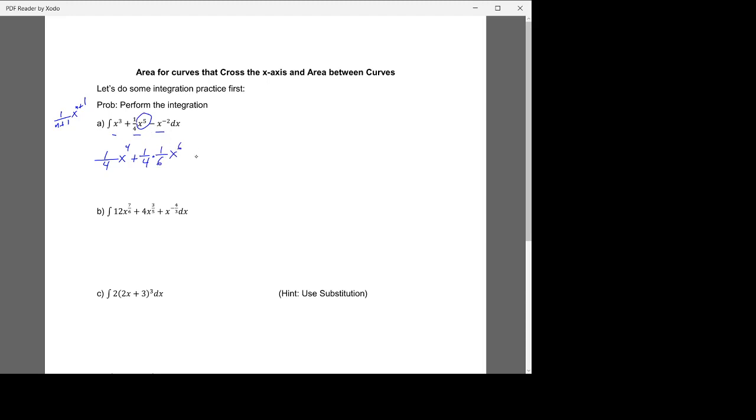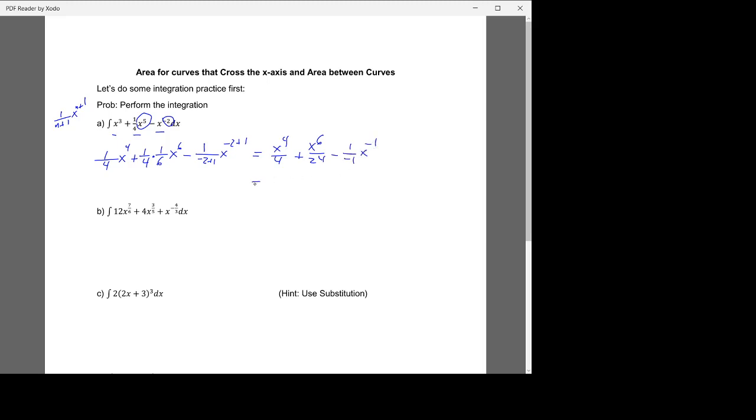And then there's a minus, and then the last one is x to the minus 2, so we'll do 1 over minus 2 plus 1, x to the minus 2 plus 1. In this case, n was minus 2. In this case, n was 5. In this case, n was 3. So, putting those together, we have x to the fourth over 4 plus x to the sixth over 4 times 6, 24. And then minus 1 over minus 1, x to the minus 1.